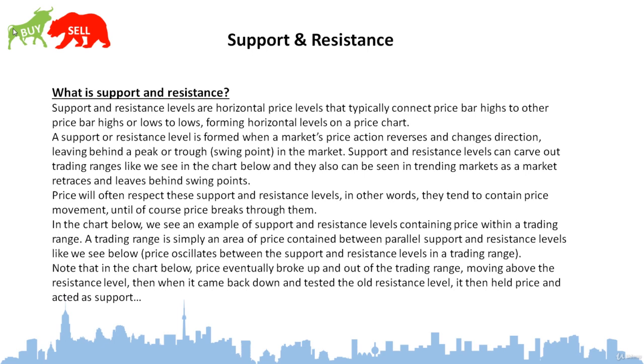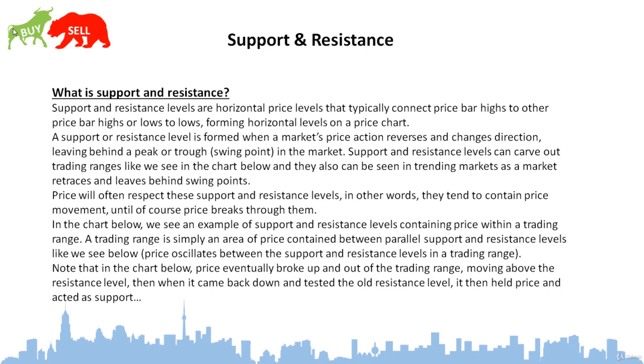Support and resistance. What is support and resistance? Support and resistance levels are horizontal price levels that typically connect price bar highs to other price bar highs, or lows to lows, forming a horizontal level on a price chart. A support or resistance level is formed when a market's price action reverses and changes direction, leaving behind a peak or a trough swing point in the market.